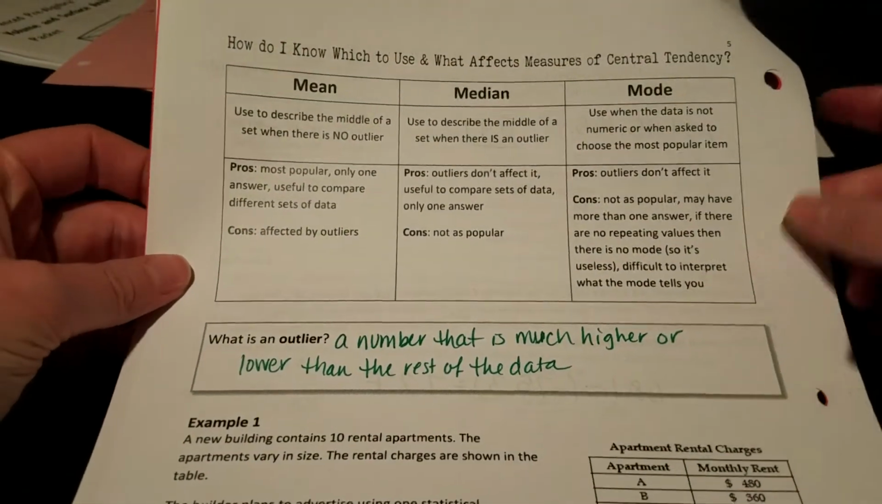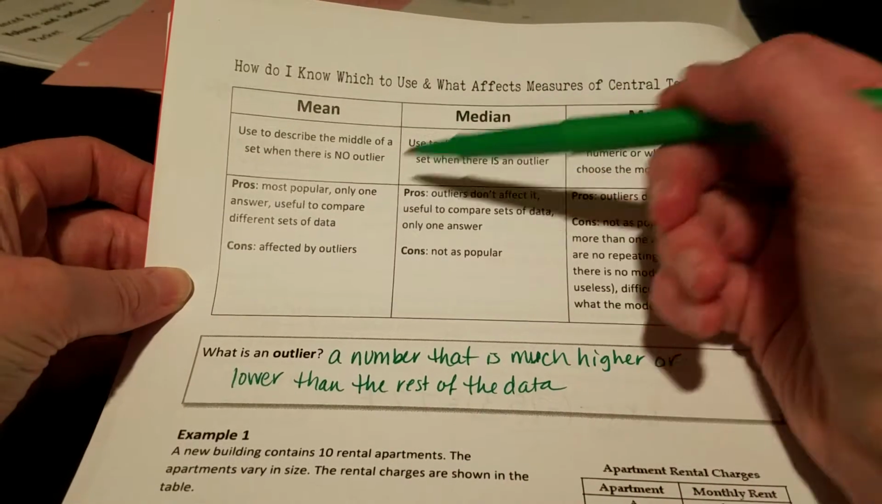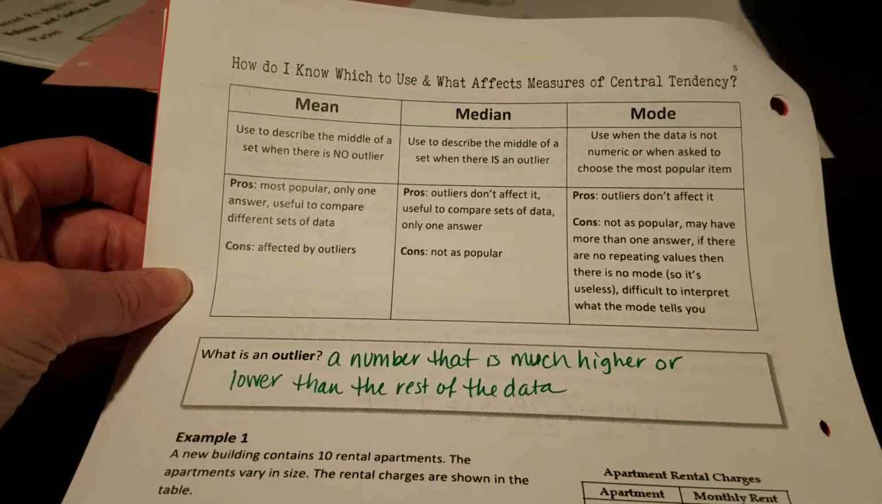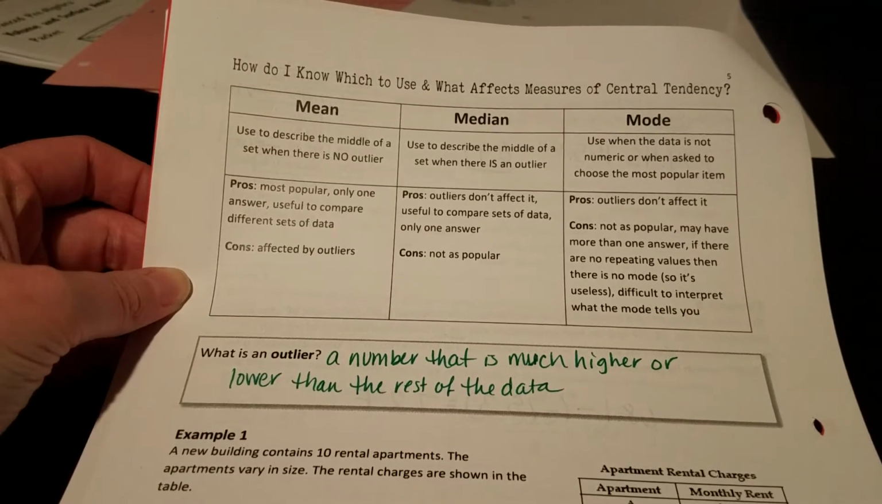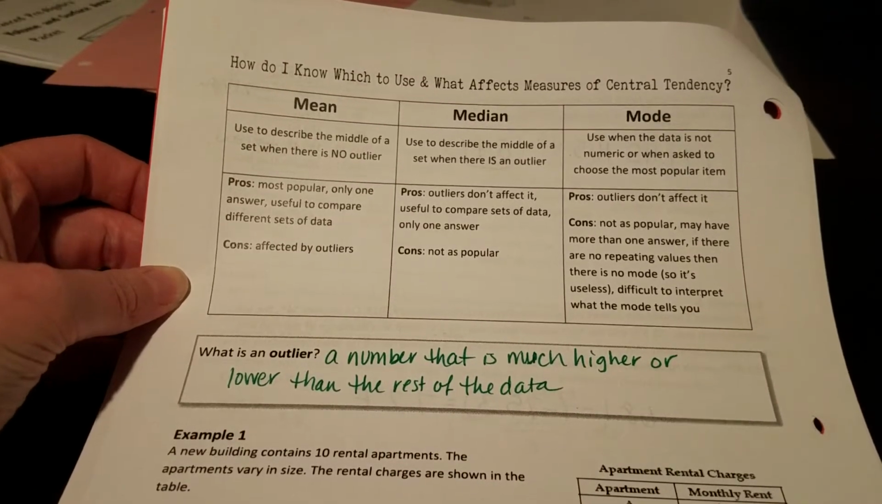For the mean, one of the pros is that it's the most popular, it only gives you one answer, and it also allows you to compare other sets. The con for using the mean is that it is affected by outliers. So if you have outliers, the mean is not the way to go.